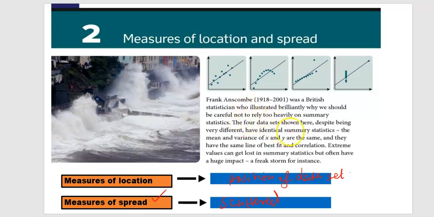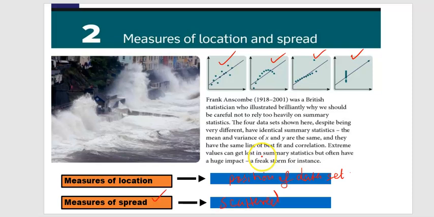So the 4 data sets shown here, you can see the first data set as it is illustrated in the graph. So we have 1, 2, 3, and 4. The 4 data sets shown here, despite being very different, have identical summary statistics. We can see that the mean and the variance of X and Y are the same. They have the same line of best fit. You can see the line is a straight line. Of course, it does not have to touch any of the points. It is just the line of best fit, and from there we are able to sketch the graph. They have the same line again and the same correlation.